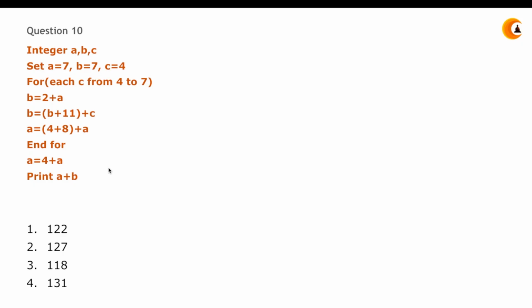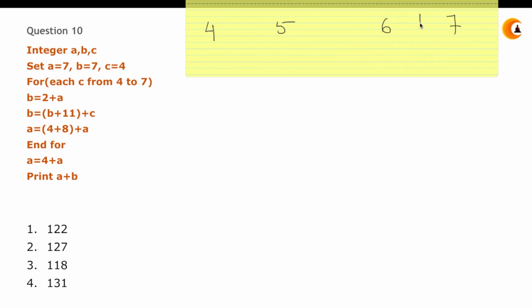Okay, so now let's just have a look at it. It says A is equal to 7, B is equal to 7 and C is equal to 4. Now again, from 4 to 7, that means both the numbers are inclusive. How many times will the iteration happen? Once for 4, then for 5, then for 6, and then for 7, right?